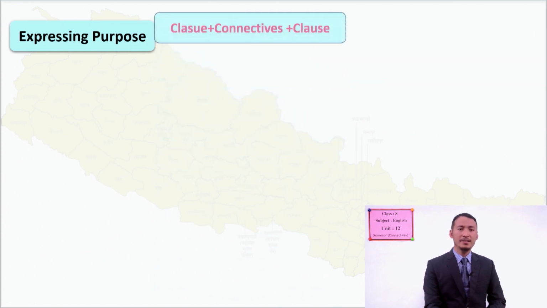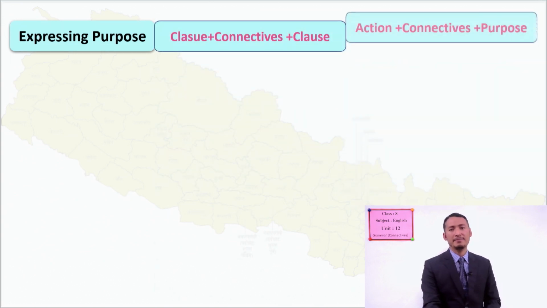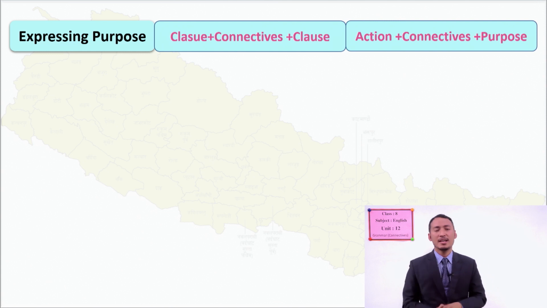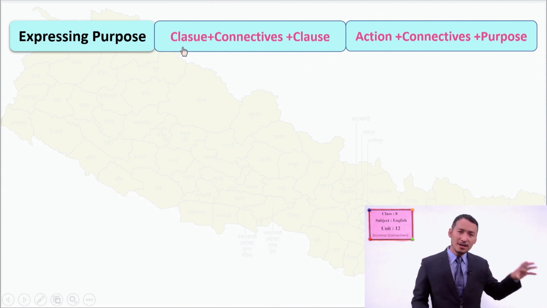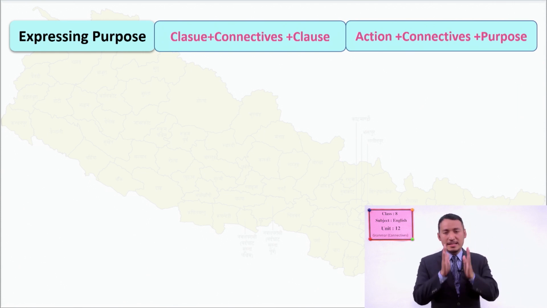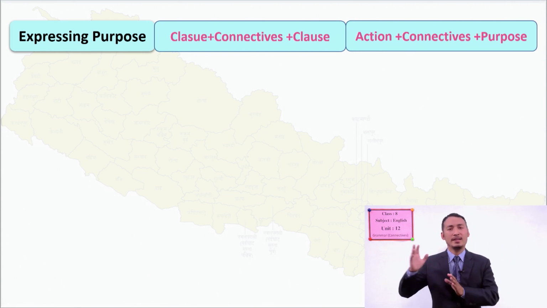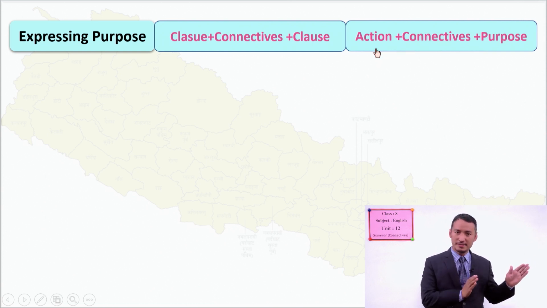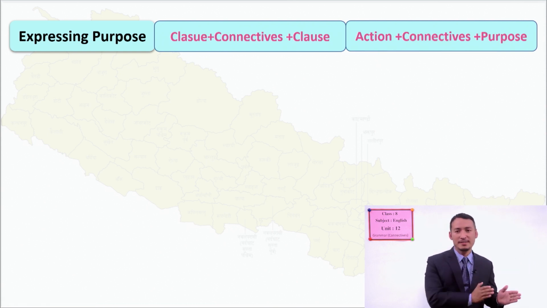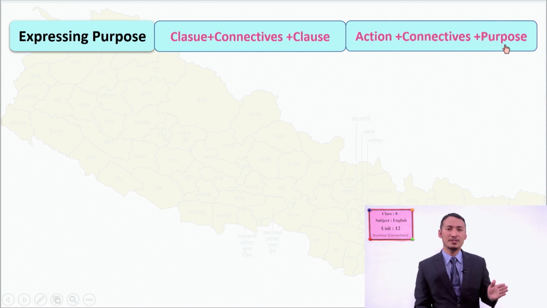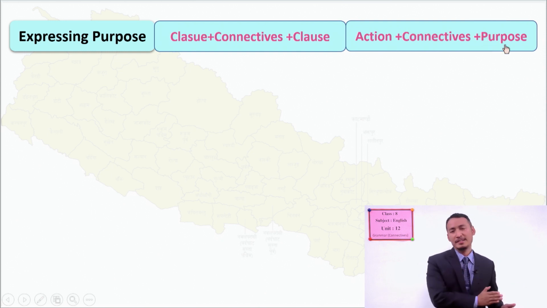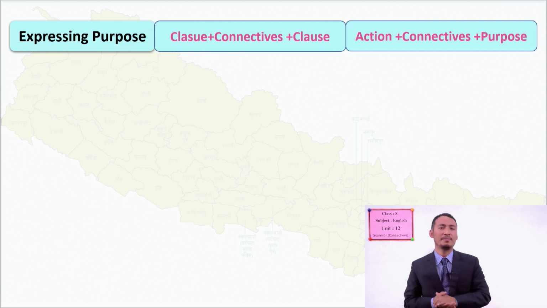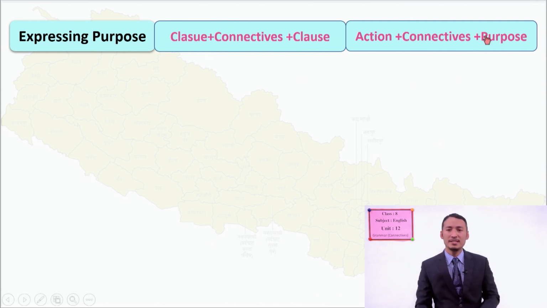Now let's see another type of connectives, that is for expressing purpose. So we have one clause, then in between a connective, and then another clause. So first there is an action, why you do it. For example, you do your homework, then a connective, and your purpose, to learn English or to do better in math and so on. Your purpose is there.